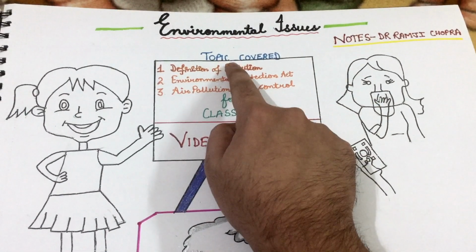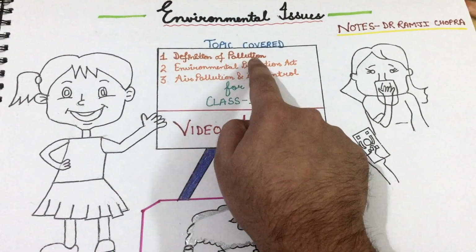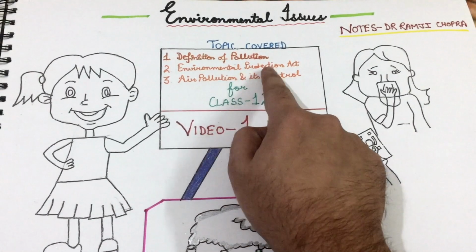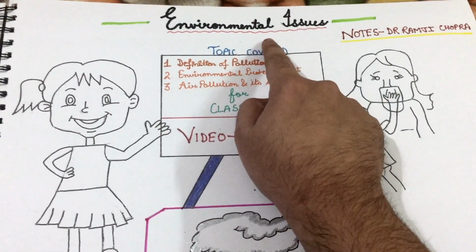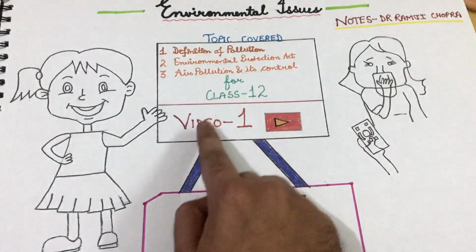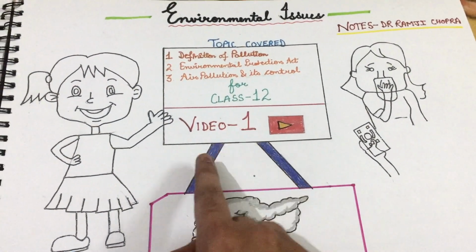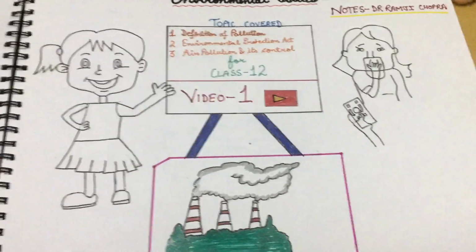The topics covered in this video are the definition of pollution, the Environmental Protection Act, and air pollution and its control. This chapter is for class 12 and this is video 1. So let's get started.